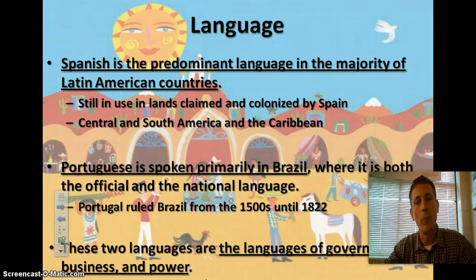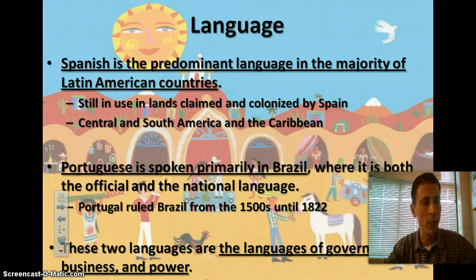When language is concerned, Spanish is the predominant language in the majority of Latin American countries. It's still in use in lands claimed and colonized by Spain, and these lands typically fall in Central and South America and the Caribbean. Portuguese, on the other hand, is spoken primarily in Brazil, where it is both the official and national language. This is because Portugal ruled Brazil from the 1500s until 1822.